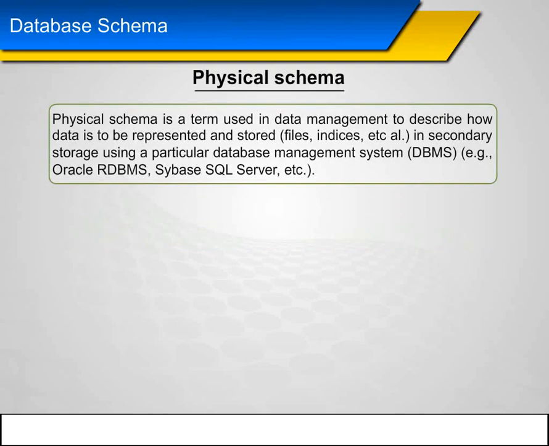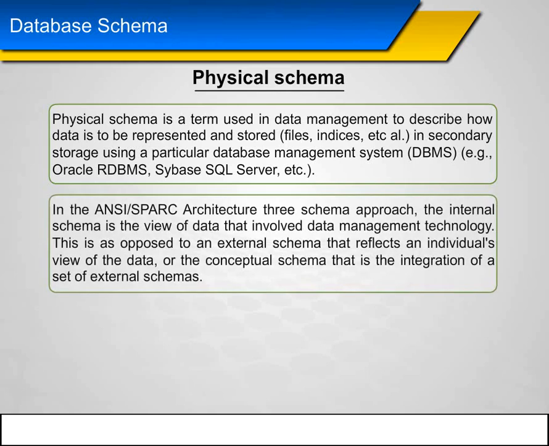Database schema, physical schema. Physical schema is a term used in data management to describe how data is to be represented and stored, files, indices, etc. in secondary storage using a particular database management system (DBMS). Example: Oracle, IDMS, Sybase, SQL Server, etc.